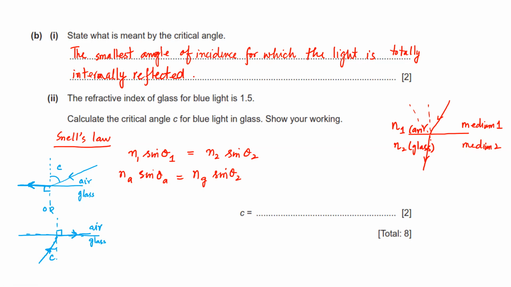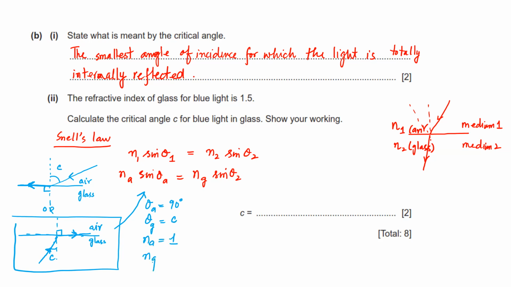All we need to do is make sure that your sine theta and the rest of the angles are adjusted in this manner. Assuming that, we go with the second figure. Since the refractive index of glass is 1.5, this is the diagram we go for. So theta air is equal to 90 degrees. Theta glass is equal to the critical angle, N air is equal to 1, and N glass is equal to 1.5.